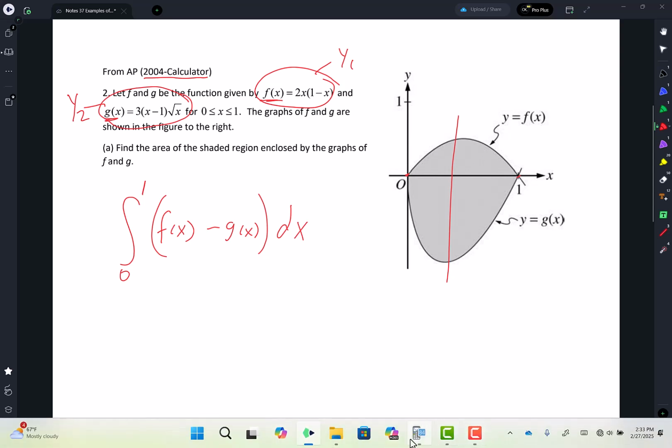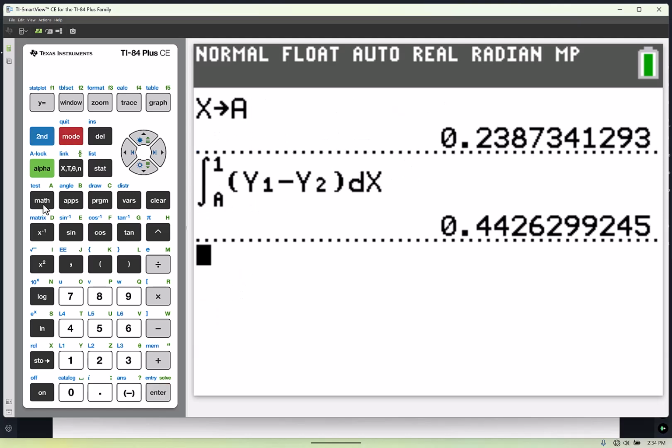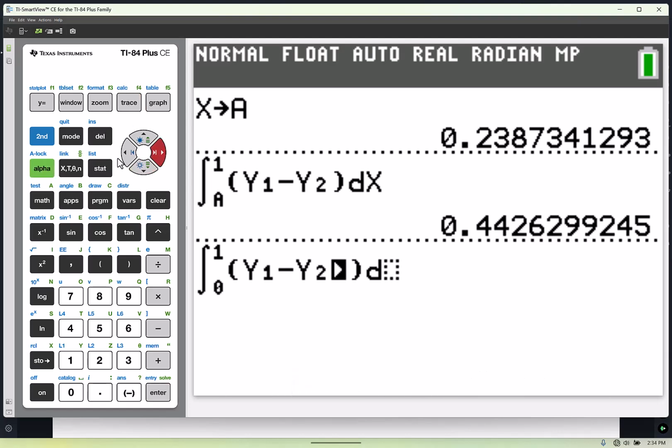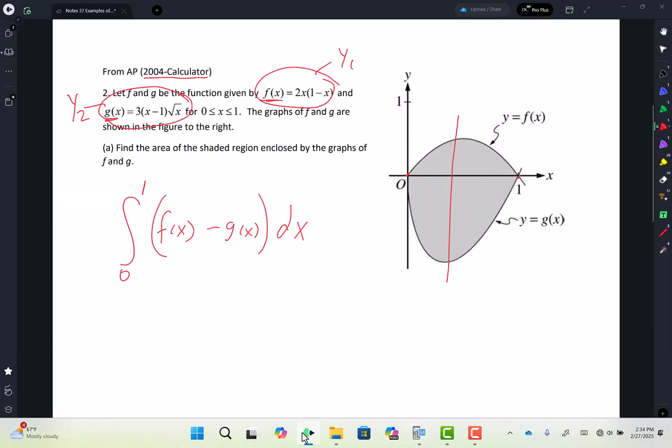You have a calculator, so there's my f of x, there's my g of x. I'm just going to go math, 9, 0 to 1. I don't see any issue. And I'm going to go y1 minus y2. I'm going to push x on this guy, and I'll push enter, and there it is, 1.1333333. As many threes as you want. It actually goes on forever.